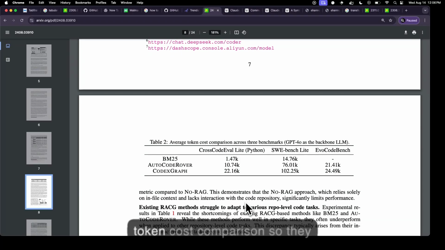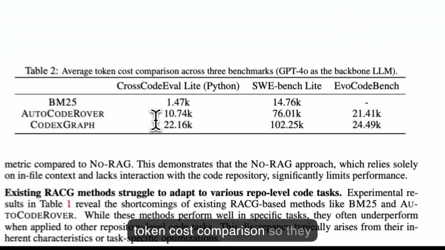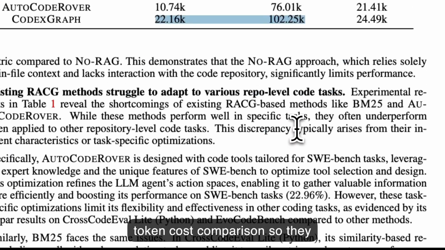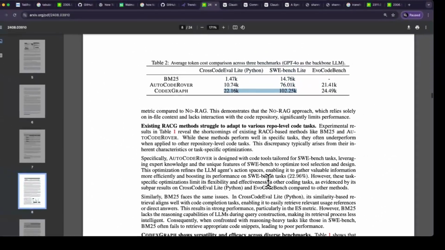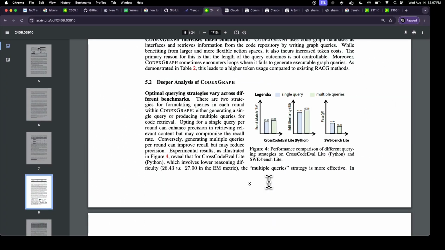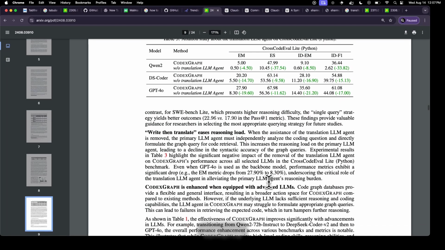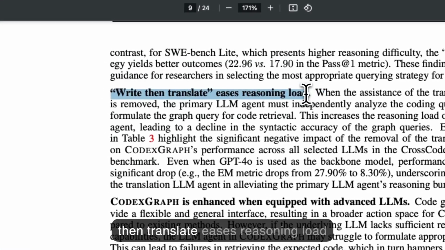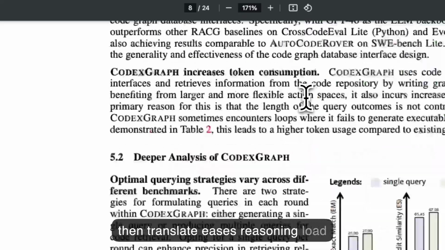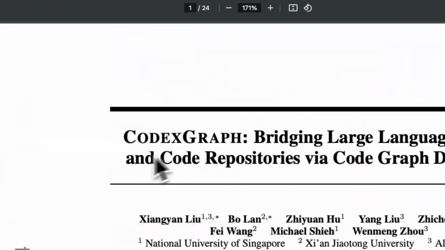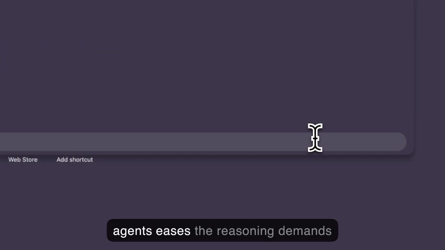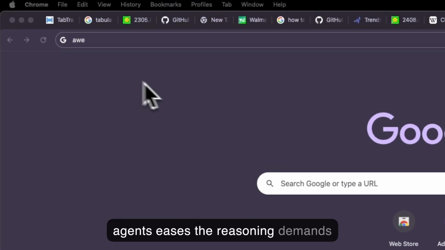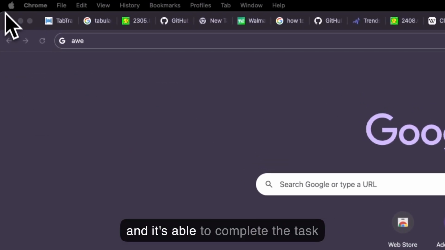Average token cost comparison. Yeah, so they waste a lot of tokens. Write then translate uses reasoning load. Basically saying that having multiple agents eases the reasoning demands, and it's able to complete the task much easier.